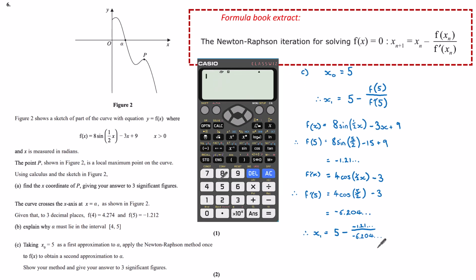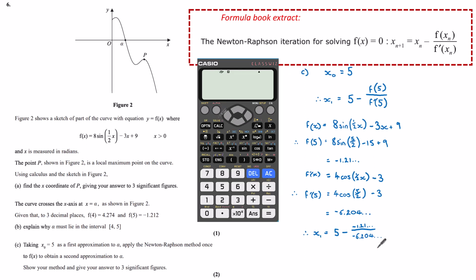So now if we work out our denominator, that was 4 cos of, again, 5 over 2, minus 3. And that gave us the value of minus 6.2. Again, if we hit store and B, then those answers are now stored as A and B. In fact, if we just hit shift recall, you can see that you've got A is equal to minus 1.21 and B is equal to minus 6.2.